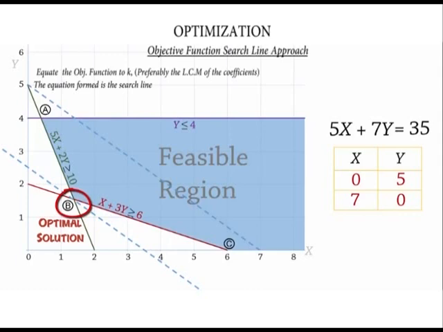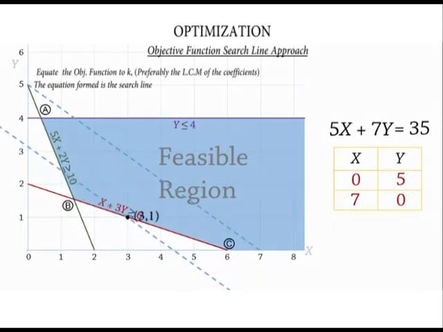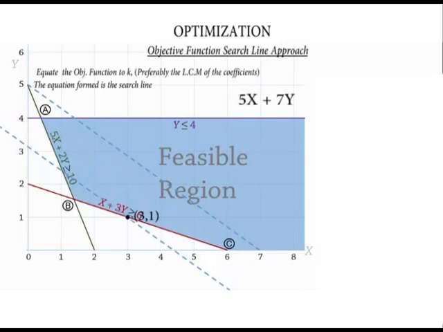As you will notice, the coordinates of point B are not whole numbers. When dealing with real-life situations and objects that do not take fractional values, such coordinates would not be correct. What we do is take the last point with whole number coordinates that the search line touched. If you take the line backwards, that point will be (3, 1). To get the optimal function value, we substitute the coordinates of this point into the objective function 5x plus 7y. So we shall have 5 times 3 plus 7 times 1, giving us 22.